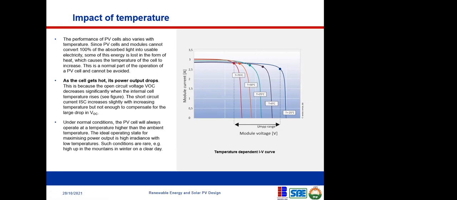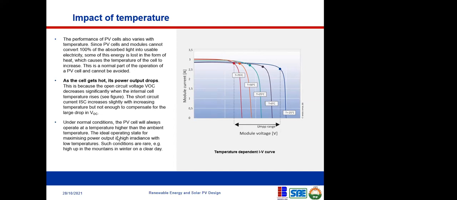Under normal condition, my own question would be, when we're talking of increase in temperature, are we talking of the ambient temperature around the area or the surface temperature of the panel? Okay, of the panel itself. Yes. And that's why we said that under normal condition, the PV cell will always operate at a temperature higher than the ambient temperature. So if the ambient temperature, which is the temperature of the air surrounding that PV system, is, for example, 25 degrees centigrade, then the surface temperature of the panel would be higher than 25 degrees centigrade.